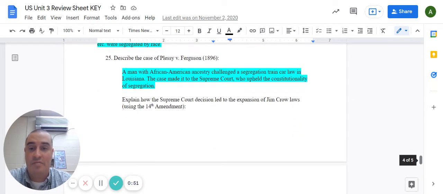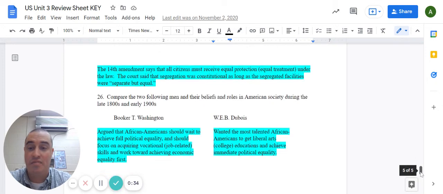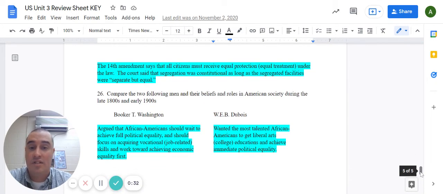25, describe the case of Plessy v. Ferguson. So Homer Plessy was a man with African-American ancestry. He challenged a segregation law in a train car. The case made it all the way to the Supreme Court, who upheld the constitutionality or upheld the legality of segregation. And what they did was refer to the 14th Amendment, which said that all citizens must receive equal protection. What the court said was segregation was constitutional as long as the segregated facilities were equal. And separate but equal is that phrase that comes from that case.